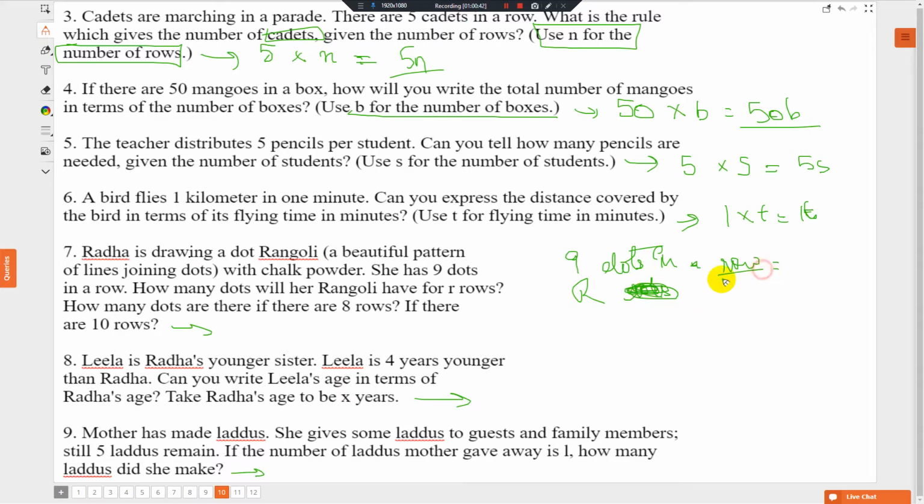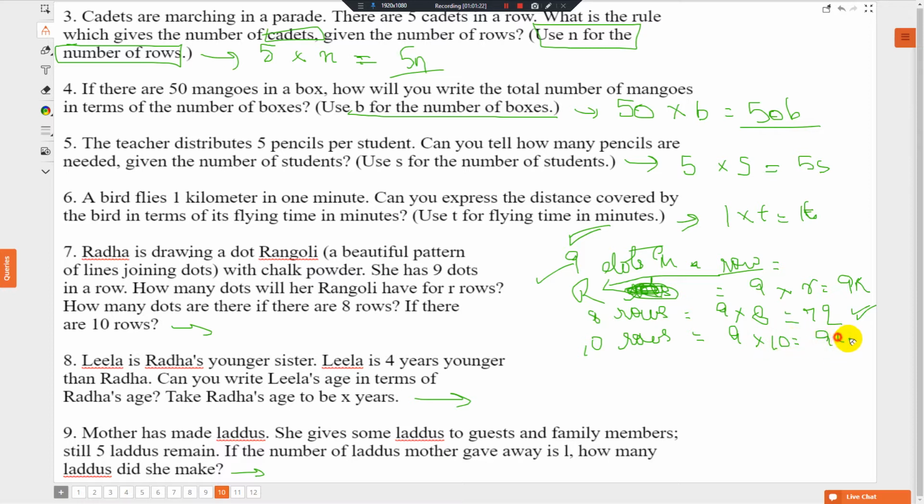I recommend a variable for rows. For the rows, how many dots? That will be 9 into the number of rows. The method we are using: for one row, they have given 9. For any number of rows, same unitary method. Same here for 8 rows, 9 into 8 gives 72 dots. Now if they have given 10 rows, it is 9 into 10, right?